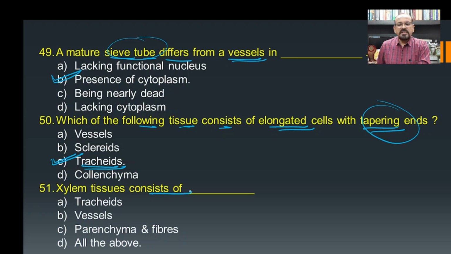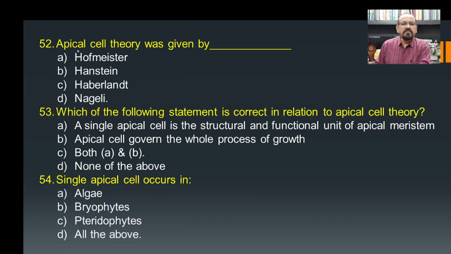The xylem tissues consist of, if you see the xylem tissues, then it contains the tracheids, it contains the vessels, it contains the xylem parenchyma and the xylem fibers or the wood fibers, and hence all the above become the answer for this question. Apical cell theory was given by. The apical cell theory was given by Nageli, who discovered the meristems. Then which of the following statements is correct in relation to the apical cell theory?